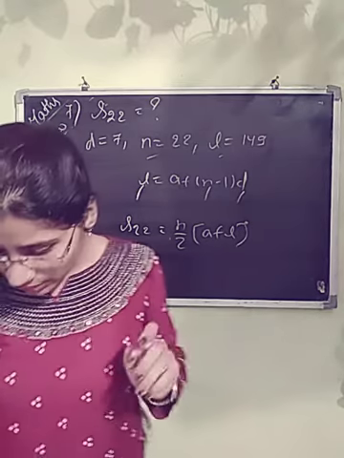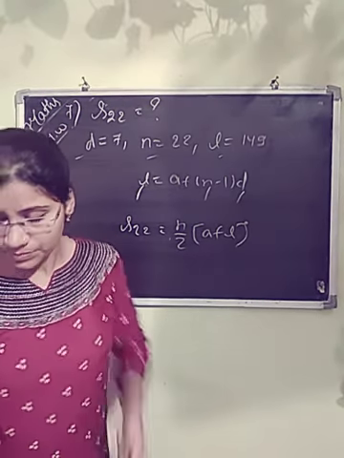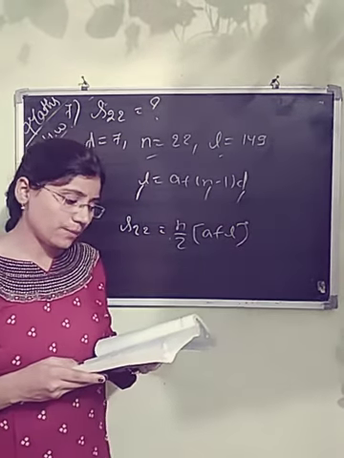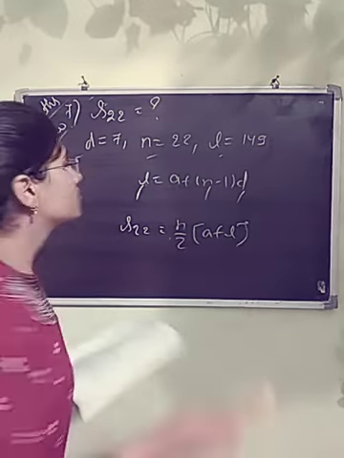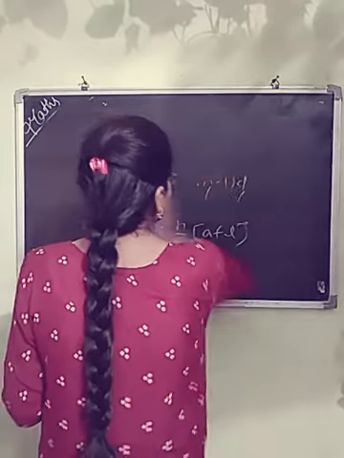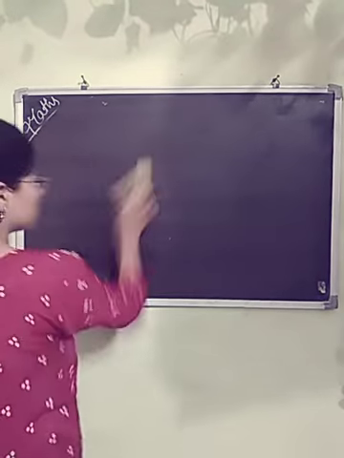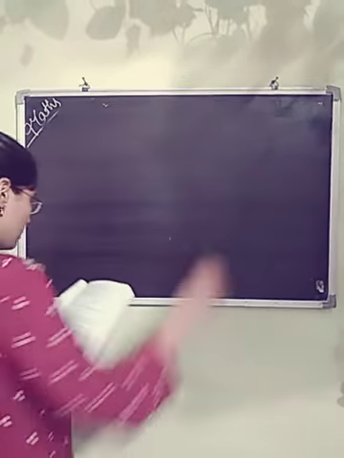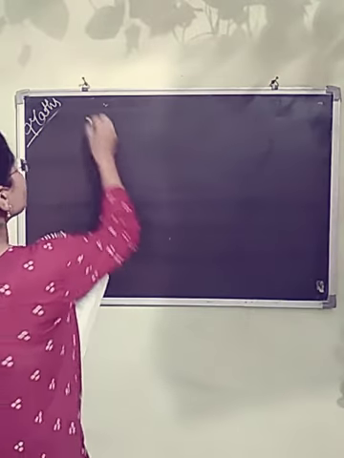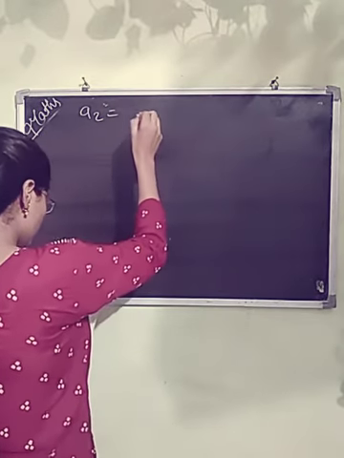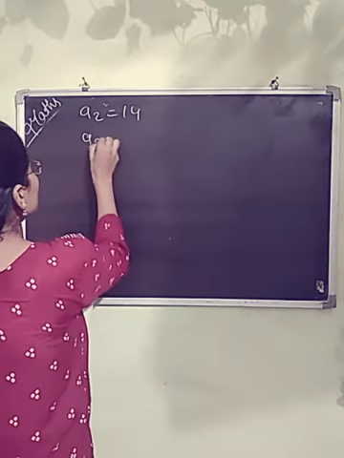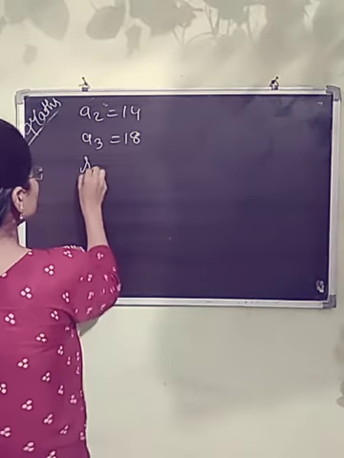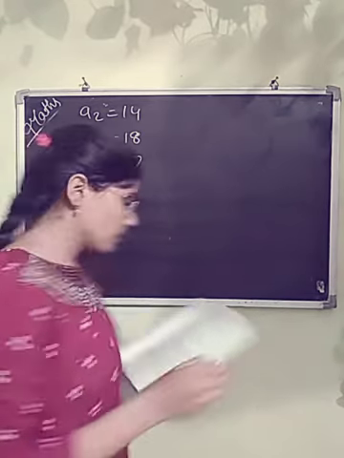Next question, question number 8. Find the sum of first 51 terms of an AP whose second and third terms are respectively given. A2 is given as 14, and A3 is given as 18. Okay, and sum of 51 terms is being asked.